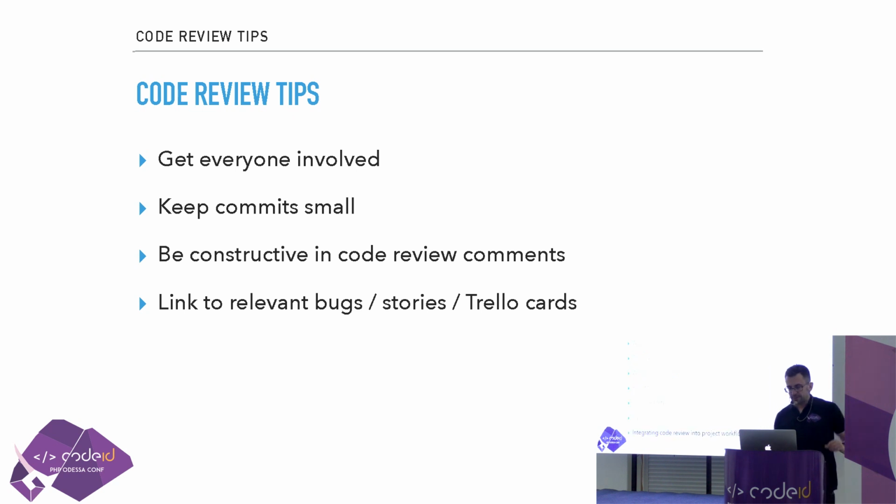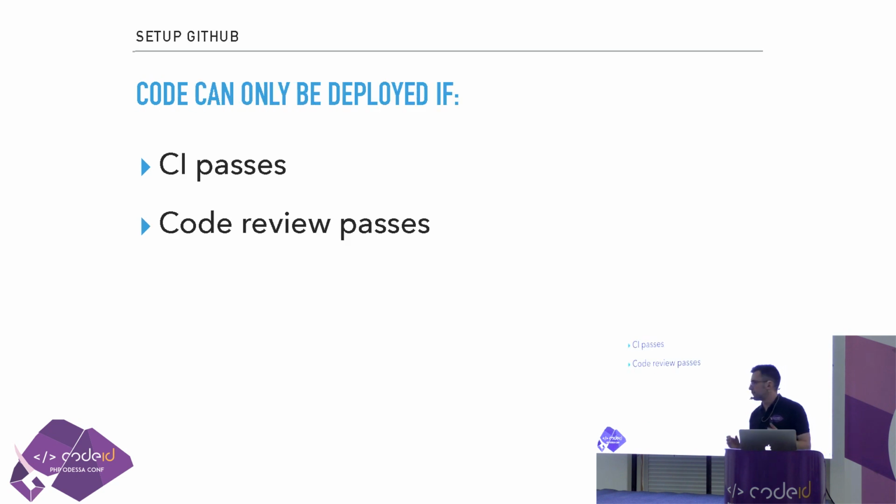Okay, so we've got about 5 minutes left. I'm just going to wrap up to say how easy it is to actually integrate this into your project workflow. So I'm going to talk about GitHub, but other tools are available, and they'll be just as easy to set up. So I'm saying that code can only be deployed if the continuous integration passes and code review passes. So assuming we have all our code in GitHub, we can turn on code reviews really, really quickly.